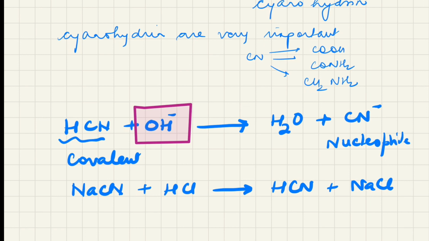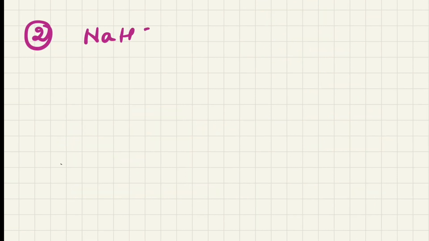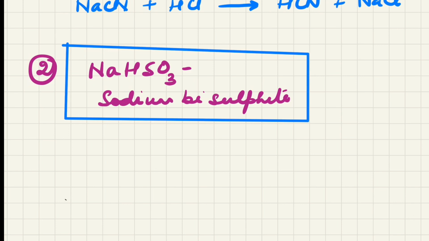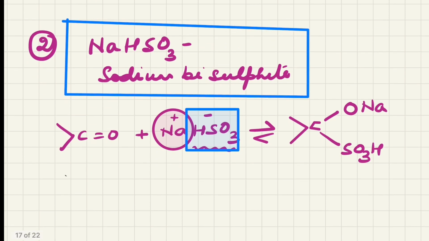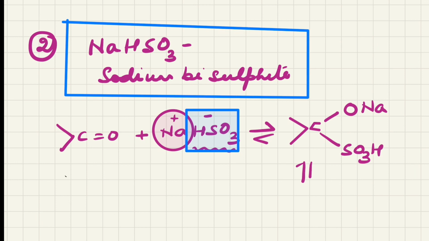So let's move on to the second reaction with NaHSO3. Right? So again, we take aldehyde or ketone, treat it with sodium bisulfite. If you remember, the electrophilic part will go on oxygen and the nucleophilic part will attack on carbon. Now, here we have proton transfer.